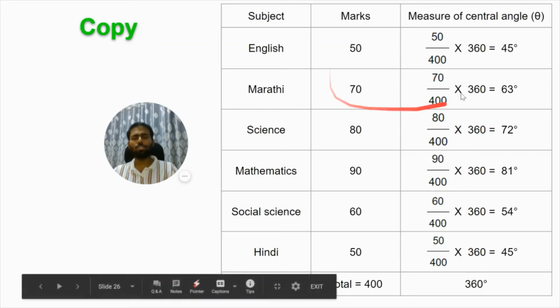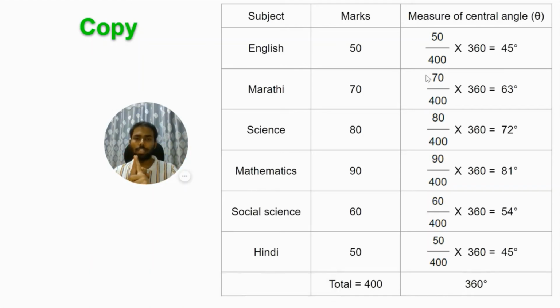Now that you have completed the columns, what are the next few steps? You will first draw a circle and draw its radius. Then you will mark different sectors within the circle according to these angles that you have just calculated. And the final step is to mark what each and every sector represents. Which sector is English, which sector is Marathi, you have to mark that in the pie diagram. So now do these 3 steps next.